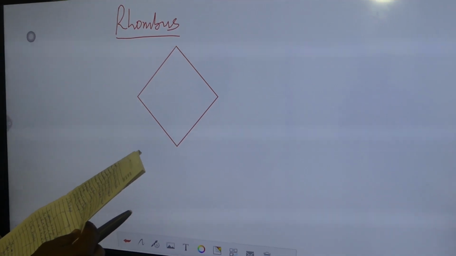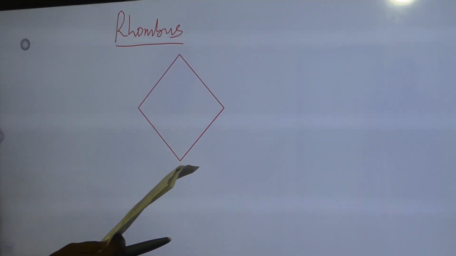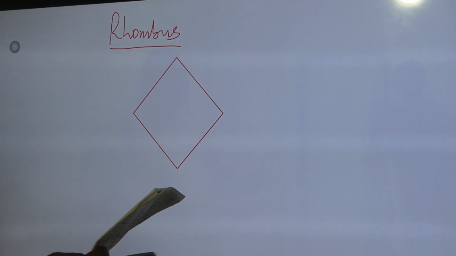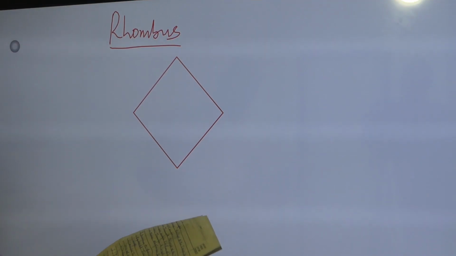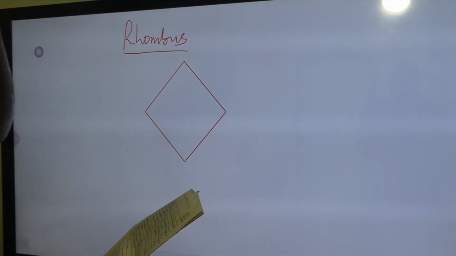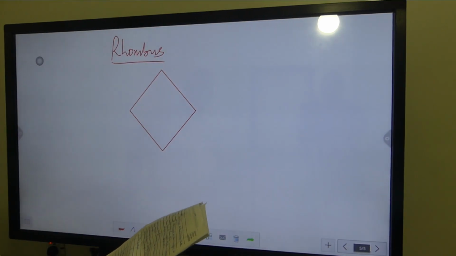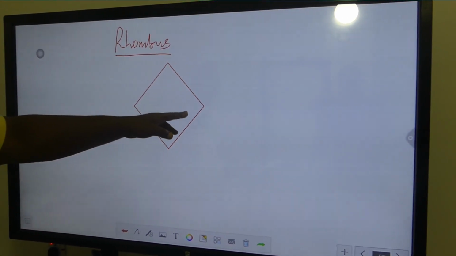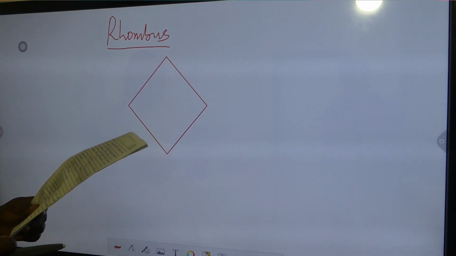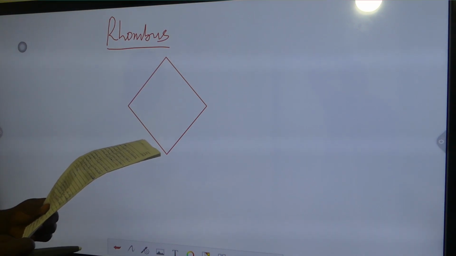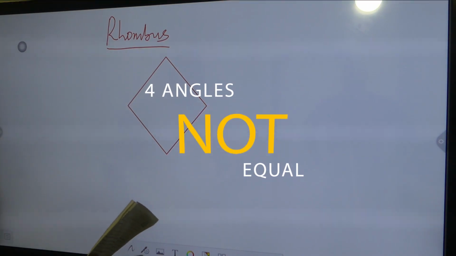What are its characteristics? It has 4 sides, as you can see, like the rectangle. And here, the 4 angles are not equal. Unlike the rectangle, the 4 angles are not equal to 90 degrees.